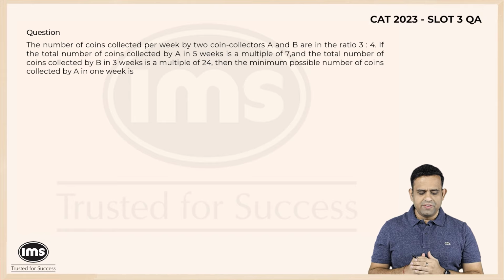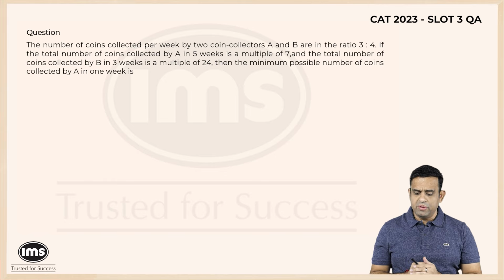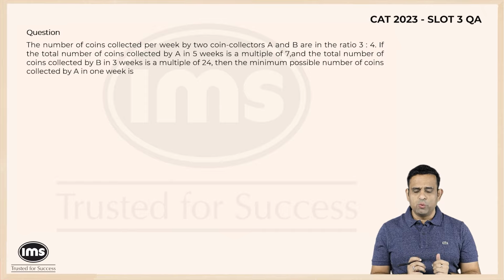In the next sum, it is given that the number of coins collected per week by 2 coin collectors A and B are in the ratio of 3:4. If the total number of coins collected by A in 5 weeks is a multiple of 7, and the total number of coins collected by B in 3 weeks is a multiple of 24, then the minimum possible number of coins collected by A in 1 week is how much? So again, a straightforward question. Once someone completes this particular question, they will know what exactly needs to be done.